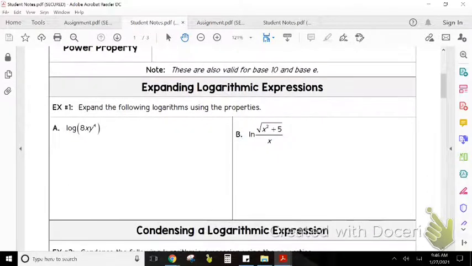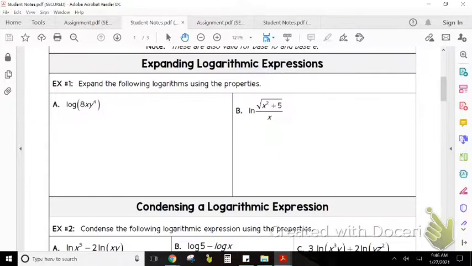All right, so let's practice this. So it tells us to expand the following logarithms using the properties. So notice on A that we have three things here that are being multiplied. And so we can separate them by addition. So we're going to have log of 8 plus log of x plus log of y to the fourth.